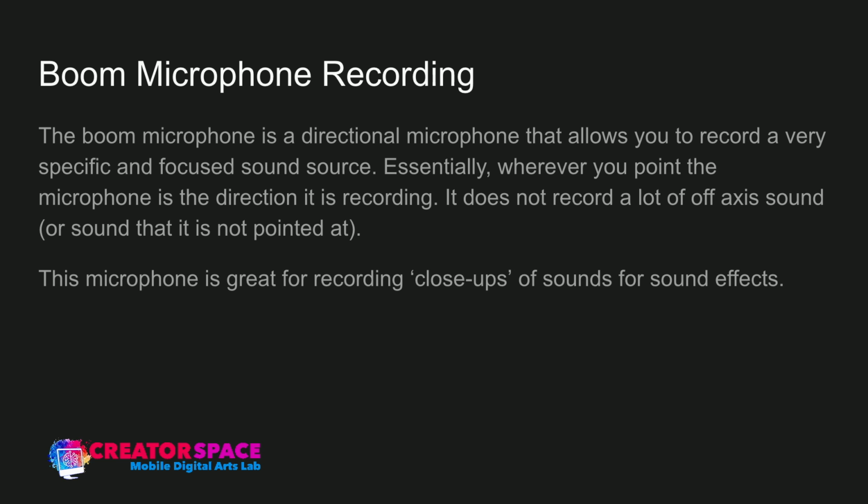Okay, so that's the Zoom H4n, boom microphone recording. So just to go over this, the boom microphone, or also called a shotgun microphone, is a directional microphone that allows you to record a very specific and focused sound source. Essentially, wherever you point the microphone is the direction it's recording. It does not record a lot of off-axis sound, or sound that it's not pointed at. So the microphone is great for recording close-ups of sounds for sound effects, but also getting great dialogue that's really specific by pointing it at the actor's mouth, and then you're getting that exact dialogue.